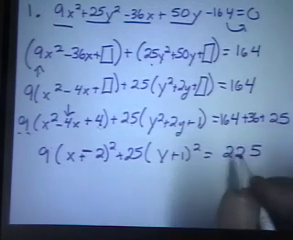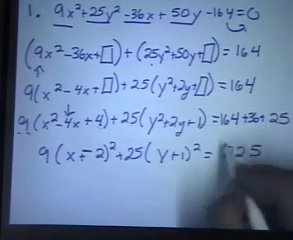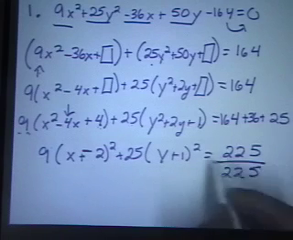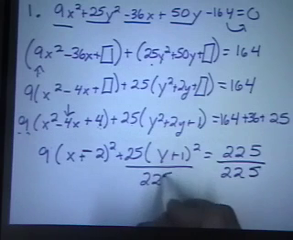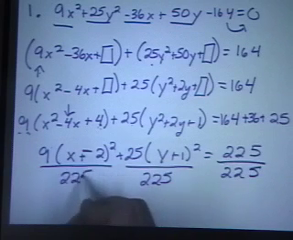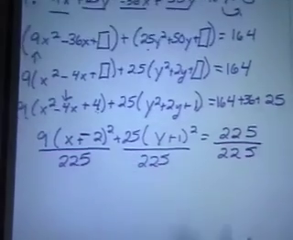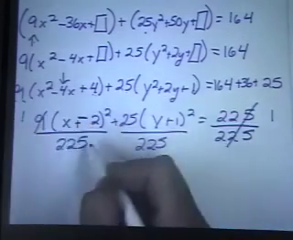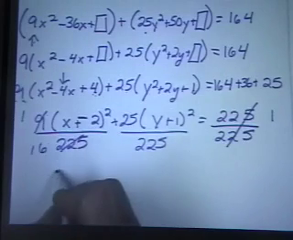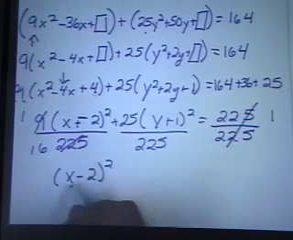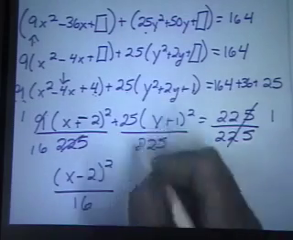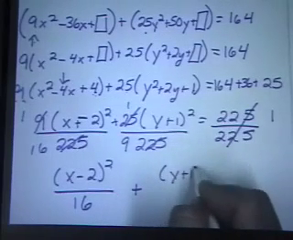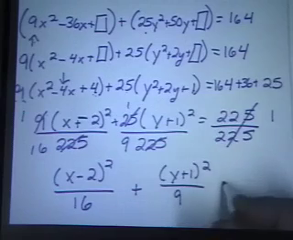Now my goal is to make this equal to 1, because that's what my equation says. So I'm going to divide every single thing by 225 and make that 1. Now I'm going to cancel where I can. This now equals 1, which is my goal. 9 goes into 225 16 times. So this is now x minus 2 squared over 16 plus, 25 goes into 225 9 times, so y plus 1 squared all over 9, equal to 1.